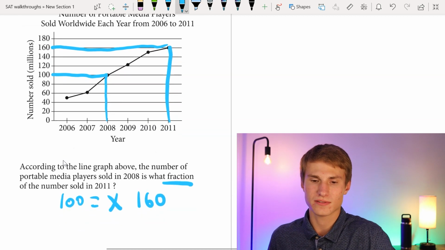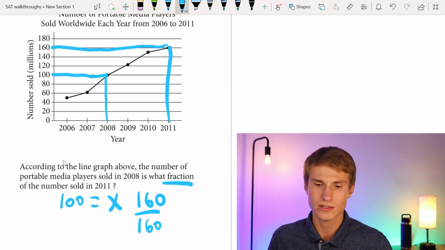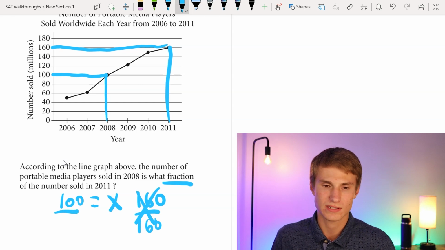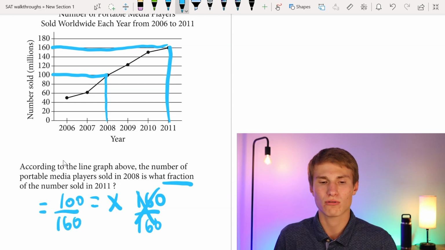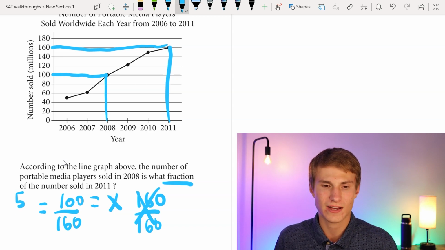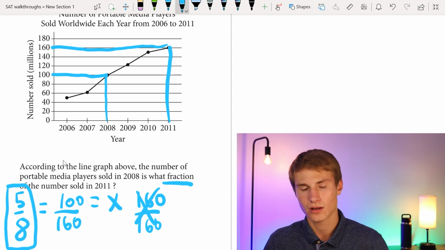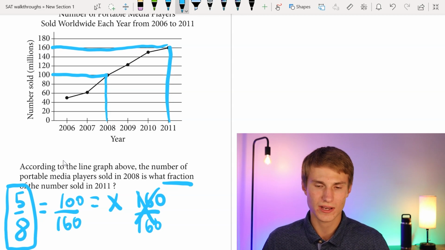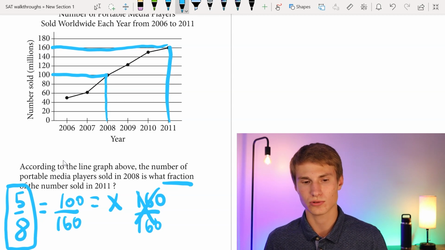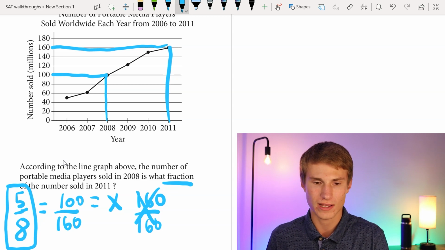Now from here, all we've got to do is divide each side by 160 to get our answer. We see that that's going to end up equaling 10 over 16. We know that 10 over 16 could also be rewritten as 5 over 8. So we see that 5 over 8 is going to be our value for the fraction x, which is the fraction of the number sold in 2011 that gives us the number sold in 2008. So our answer there is going to be 5 over 8 for number 33.